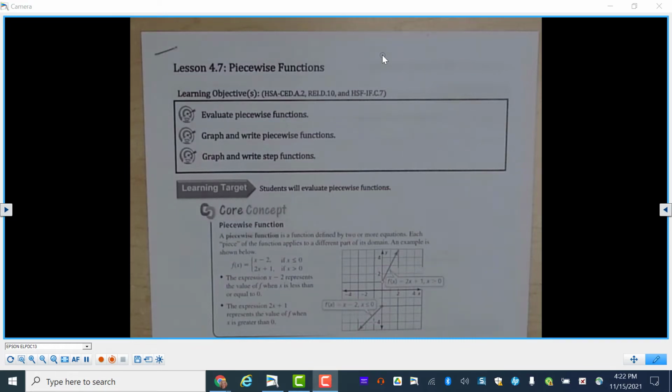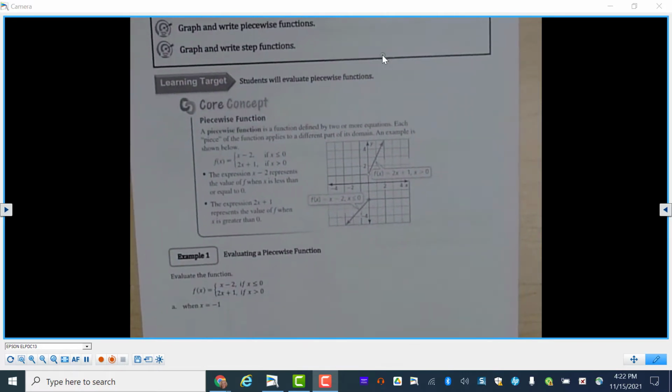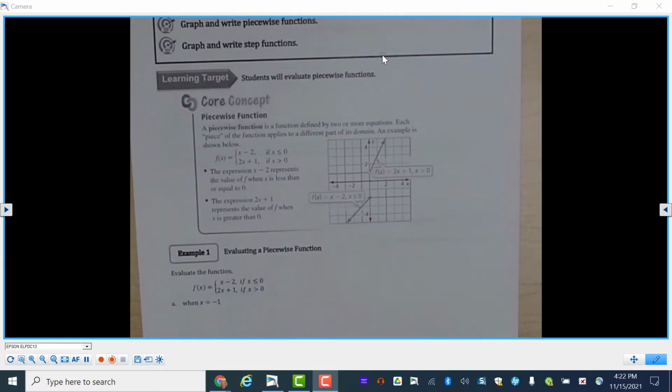Right, so today we're going to look at lesson 4-7, piecewise functions. So we're going to evaluate them, we're going to write and graph them, and then we're going to write some step functions. Really, what a piecewise function is, is just two or more equations. So we're only using a piece of them.